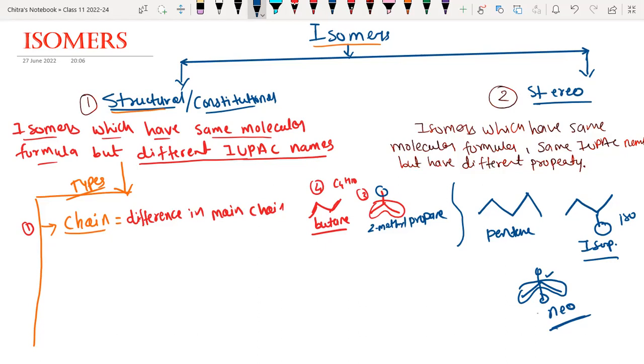And the molecular formula is C5H12. Understood, everyone? Yes, sir. Sir, iso and neo are the common names, right? Yes, they are common names.